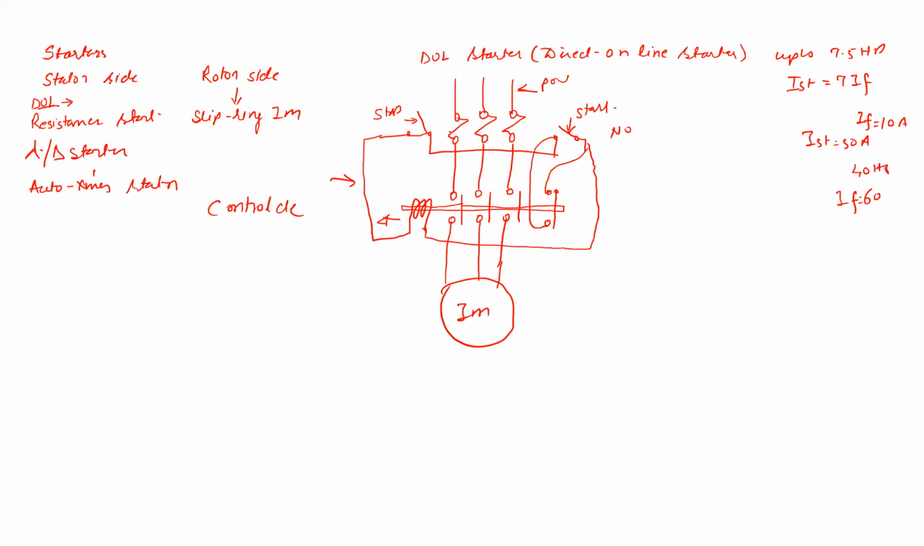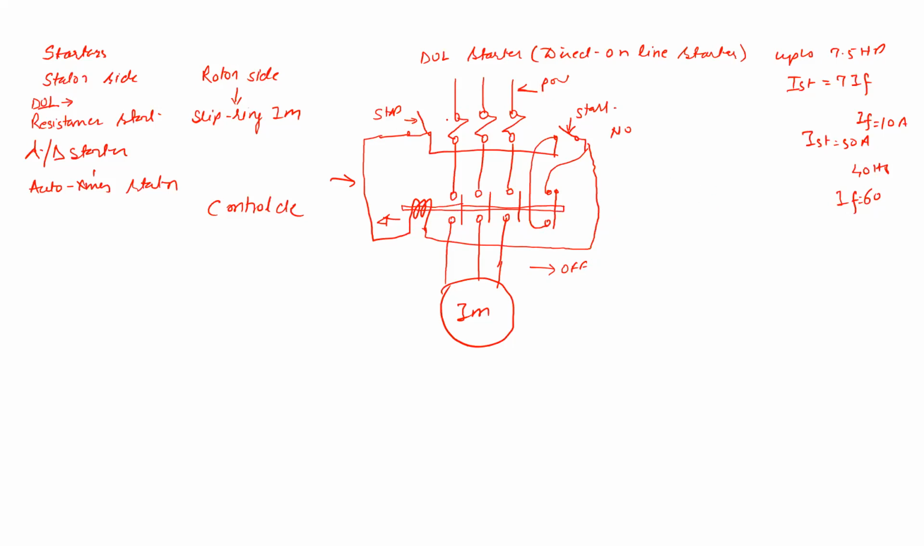Now, as soon as you press the stop button, this is going to open. So it will cut the current in the holding coil, and because of spring tension, the plunger moves again to the off position. So this is your off position. This can be explained with the help of a control circuit diagram.